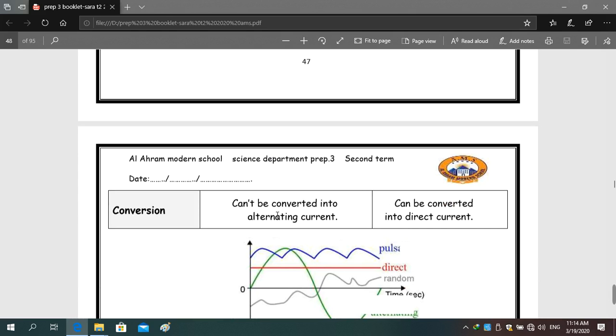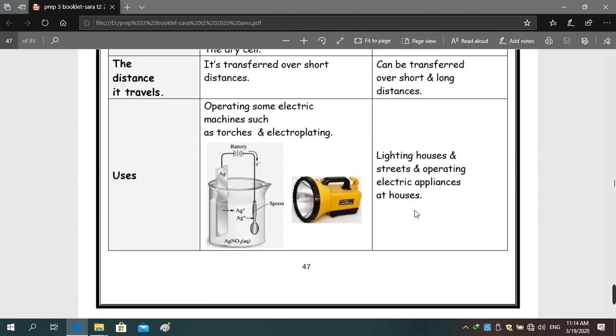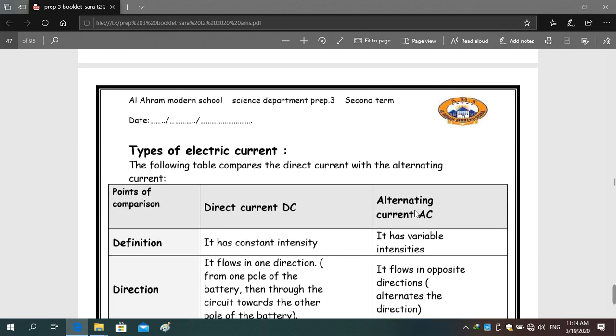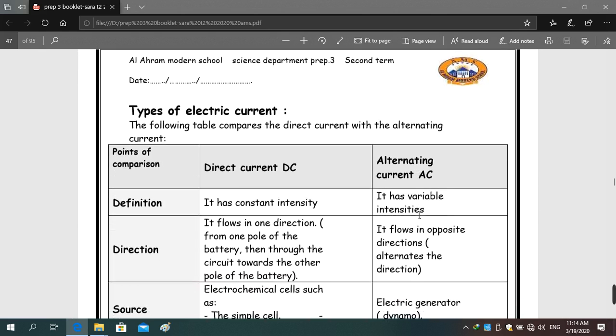Can we convert a direct current or not? A direct current cannot be converted into alternating current, but alternating current can be converted into direct current. This is the main comparison between the direct current and the alternating current, and this comparison is very, very important.